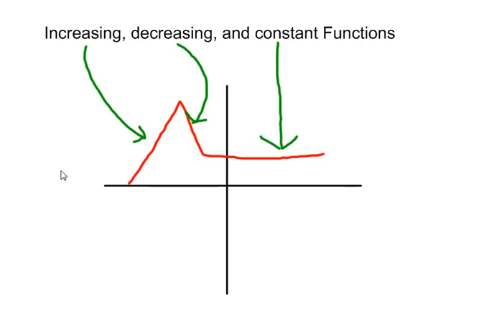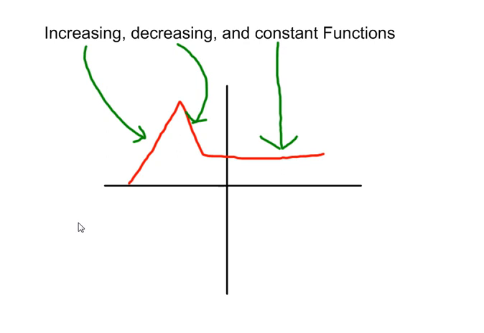Today's lesson is a continuation from yesterday's section 1.2 on functions. The first thing that we're going to talk about today is when does a function increase, decrease, and is constant. The example I have here on this slide is, for the first part, the function is increasing because it is going up. It is then decreasing, and then at the end it is constant.